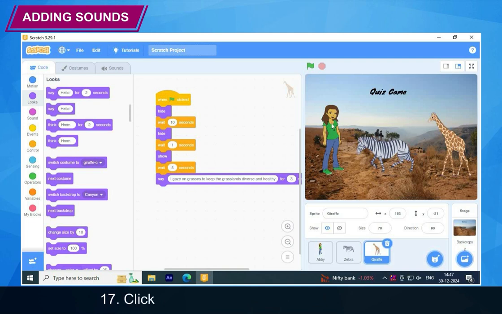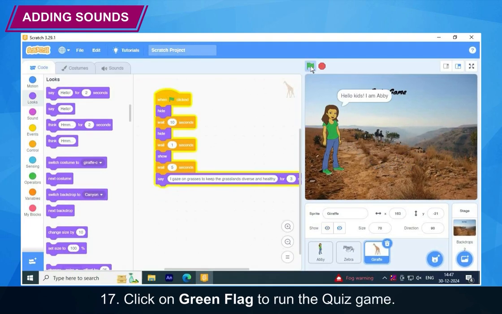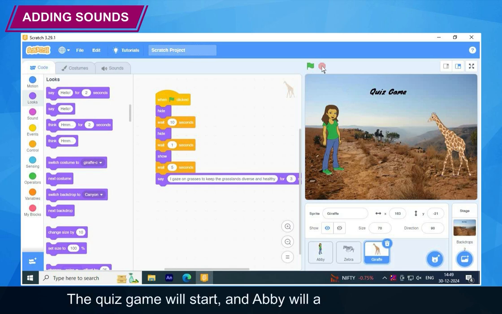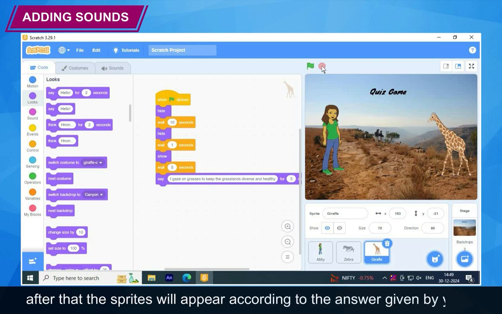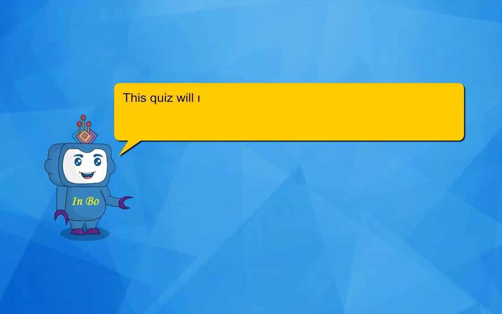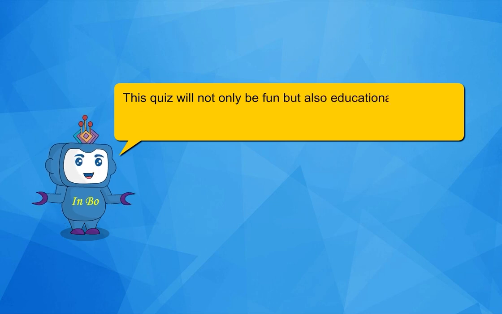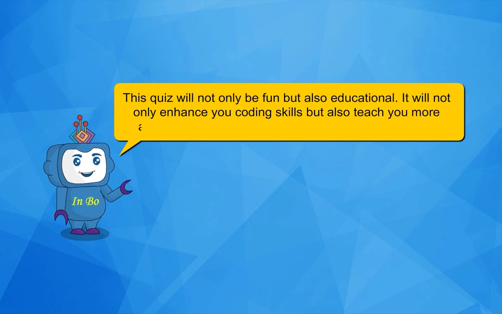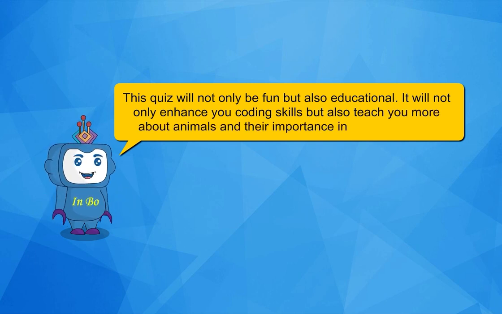Step 17. Click on green flag to run the quiz game. Step 18. Click on Stop button to stop the script. The quiz game will start and Abby will ask the questions. After that, the sprites will appear according to the answer given by you. This quiz will not only be fun but also educational. It will not only enhance your coding skills but also teach you more about animals and their importance in the ecosystem.